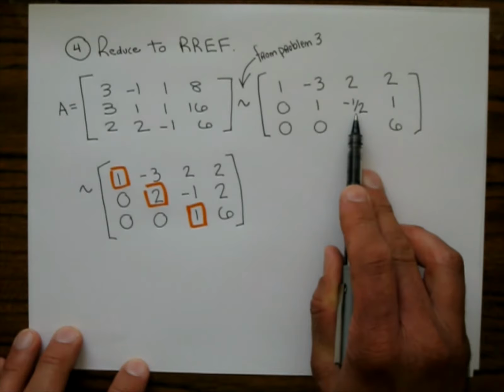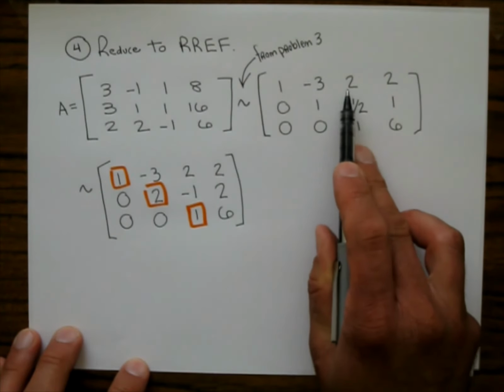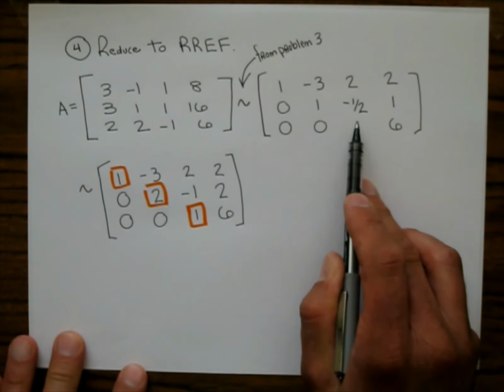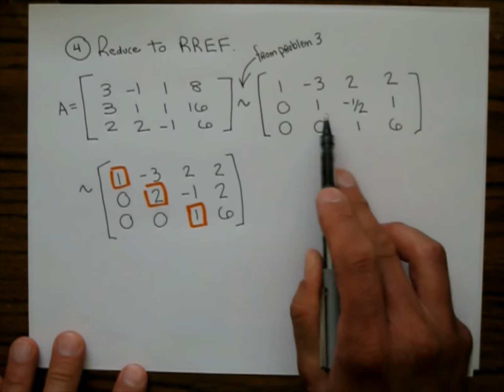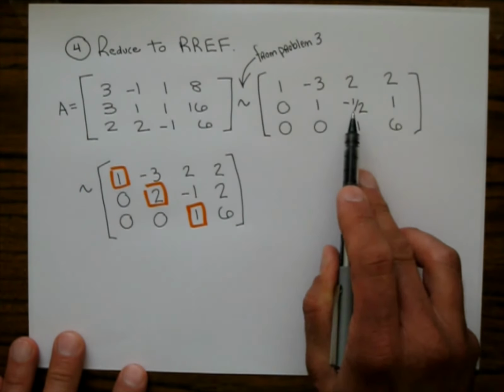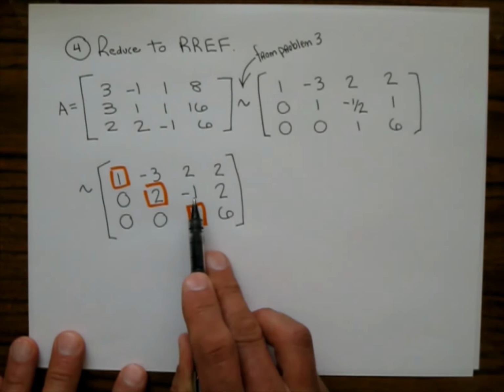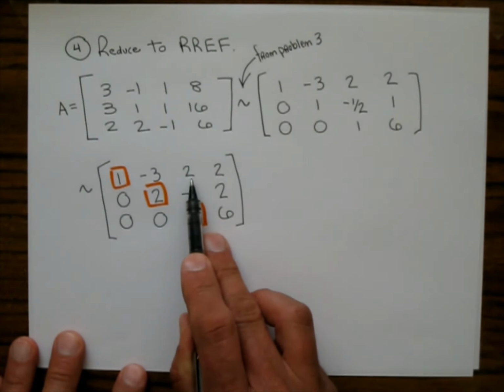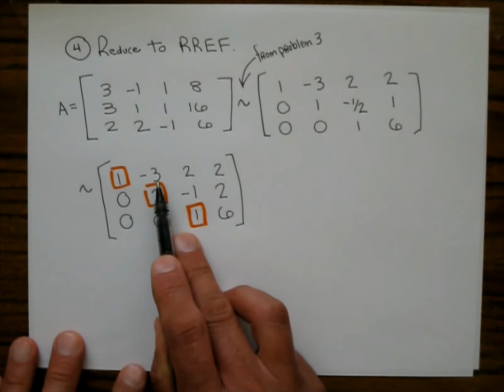The reason this matrix here is not in reduced row echelon form is because there are non-zero entries in the columns that have those leading ones. So let's just look at this one. I want to make this -1 a 0, and this 2 a 0, and this -3 a 0.